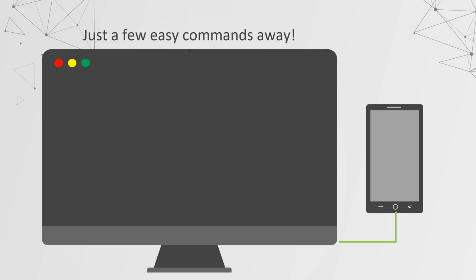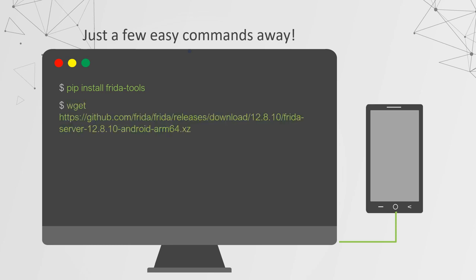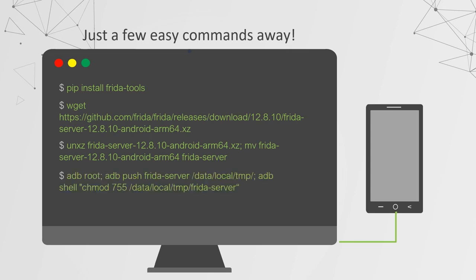So to run Frida using the first method is pretty simple, and it requires you to connect your jailbroken Android device to the workstation. You first install Frida tool on your workstation using pip, and then you download the Frida server binary from GitHub. Extract it, and then upload the Frida server binary to the mobile device itself. Change its permission, and then finally run it as a background process.